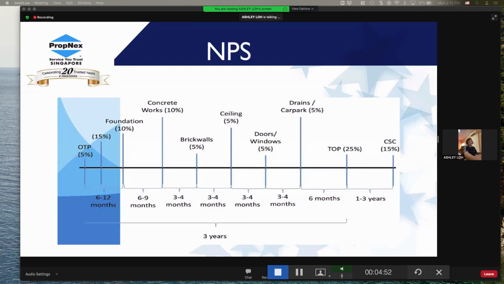But at the end of the day, the most common issue of executive condos is that because we are subjected to MSR, we generally face a problem where people can't take the full 75% loan. So I'll be going through with you a few methods later that we can do to try to minimize that shortfall.